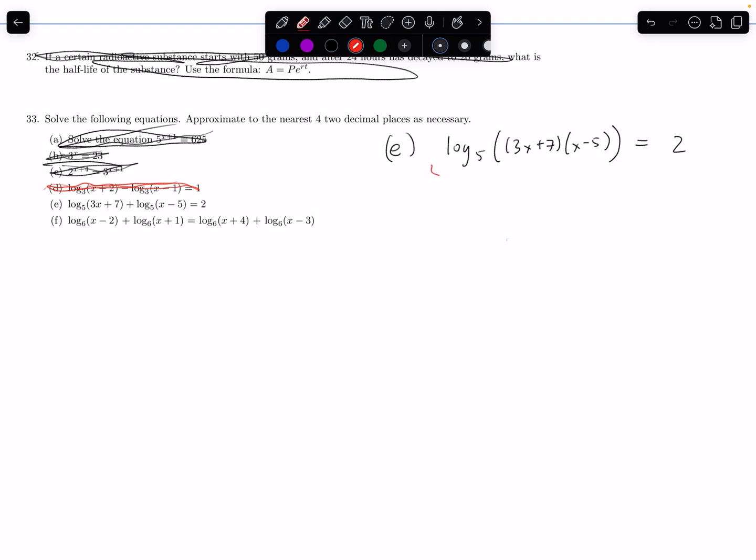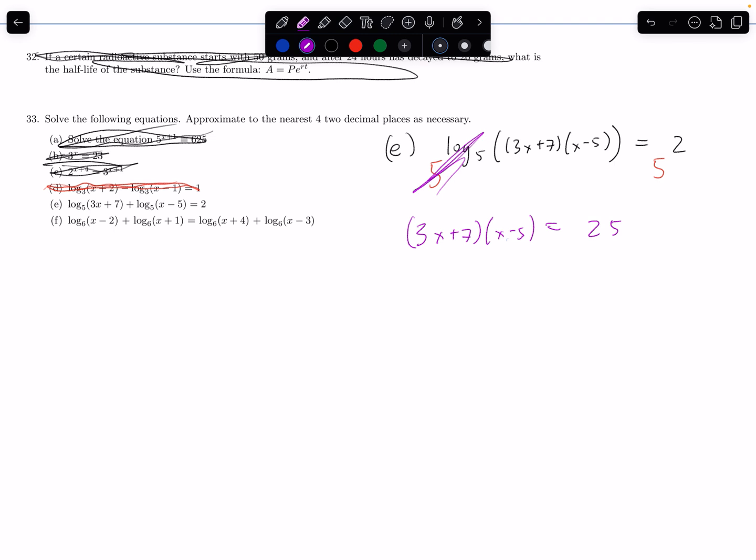Now I'm going to hit it with the exponent. It's 5 to the log, blah, blah, blah, is equal to 5 to the second. And then on the left side, when I do that, that undoes the log. So I have 3x plus 7 times x minus 5 equals 5 to the second, which is 25.